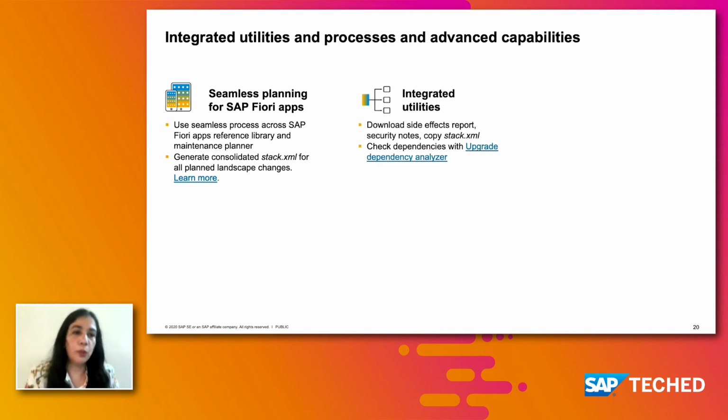We have a lot of utilities that you can directly run in Maintenance Planner while planning, in the same transaction. So you can very easily download the side effects report and the security notes. You can also create a copy of the stack XML for identical systems. You can also check dependencies with the upgrade dependency analyzer. These utilities were available as standalone applications. Now they are integrated into Maintenance Planner.